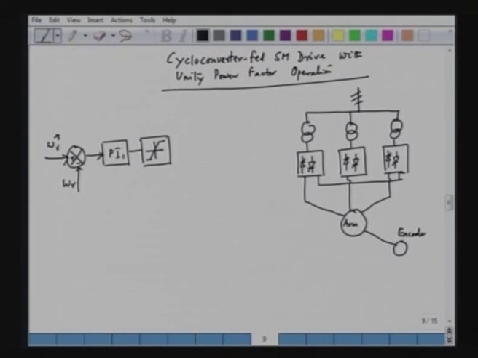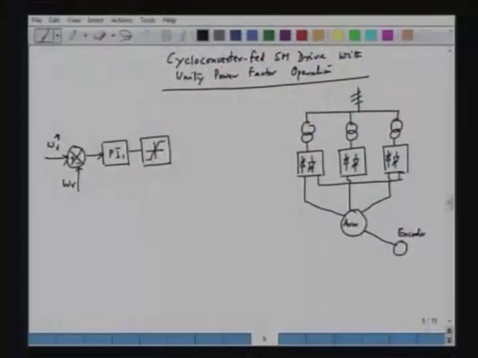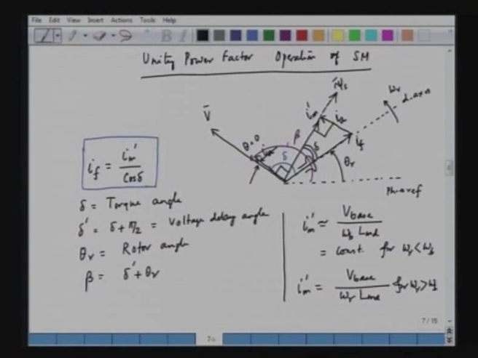A PI controller usually consists of a proportional gain and an integral gain, so the output sometimes can hit infinity if not properly limited. So, we have to use a limiter following a PI controller to limit the output. This has to be something to do with the torque. The output of the limiter is the voltage delay angle delta prime, as we have already discussed. This voltage delay angle is the angle between the d axis and the voltage vector V, or VA.